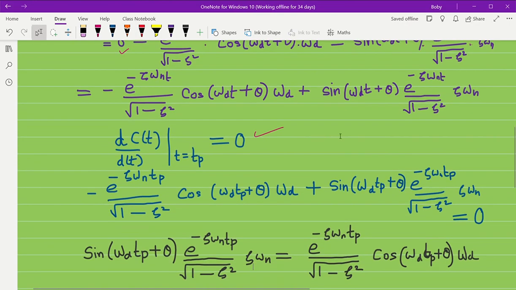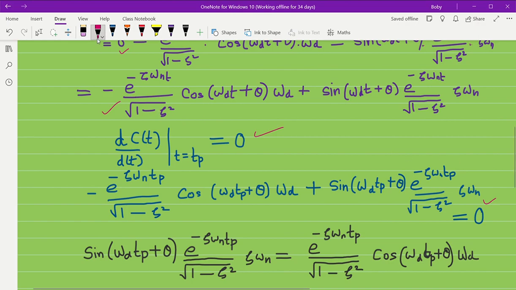So this term here, minus e power minus zeta omega n t divided by root of 1 minus zeta square cos omega dt into omega d plus sine omega dt plus theta e power minus zeta omega n t divided by root of 1 minus zeta square into zeta omega n will be equal to 0. There we have to replace t by tp. Every t is to be changed by tp, because at t equal to tp, this will be equal to 0 at peak time. At peak time, derivative is equal to 0.